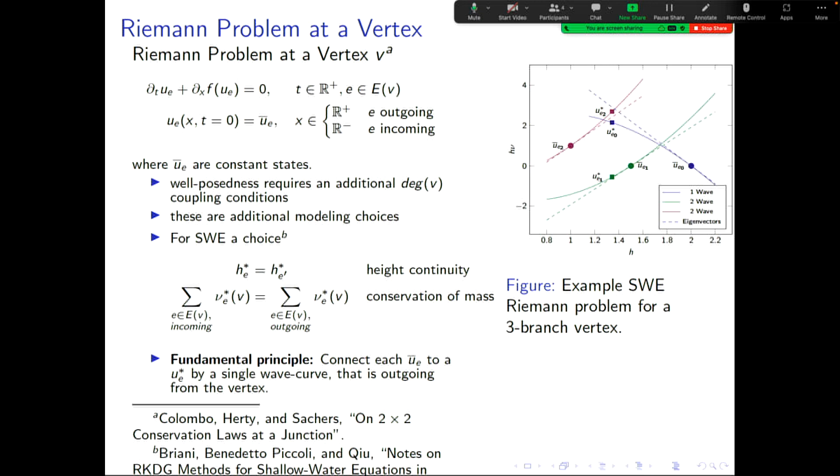But this is a fairly common choice where you just assume height continuity, and then you always consider a conservation of mass. There's no reason not to. So the fundamental principle of solving this is you want to connect each Riemann state to a star state by a single wave curve so that information travels out of the vertex. That means you always are coupling things by physically relevant waves. In this way, you can always handle shocks, rarefactions, everything, and it'll work.